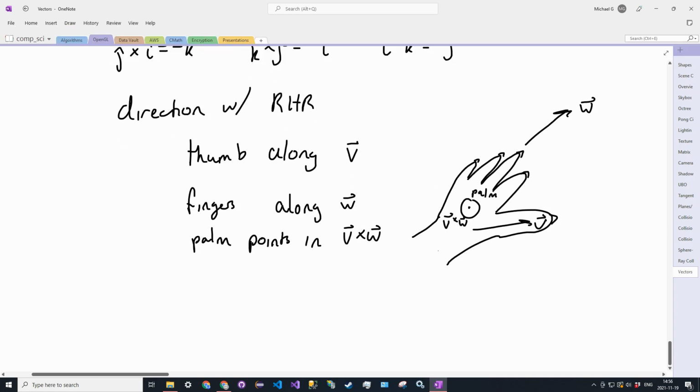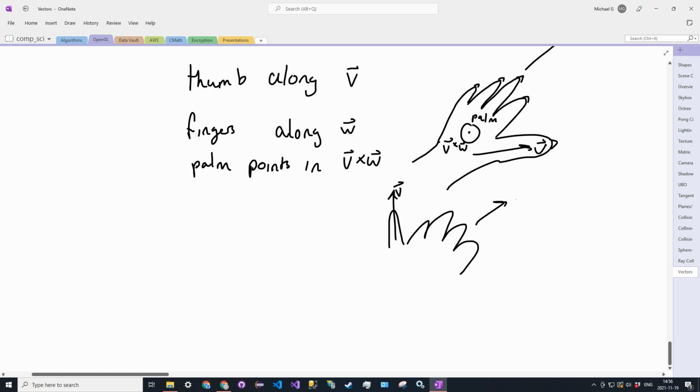So if it was the other way around, where your thumb was over here, that's another great hand, and this was w, your palm would be on the bottom, so you have all your veins on this side. Then v cross w would point into the plane, or into the screen.